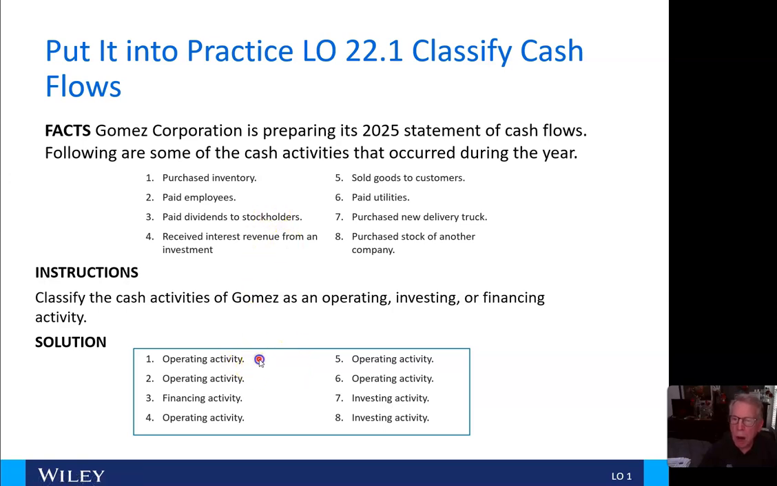Purchasing inventory, operating activity. Paying employees, operating activity. Paying dividends to stockholders, financing activity. Receiving interest from an investment, that's going to be operating activity. Selling goods to customers, operating activities. Paying our utilities, operating activities. Purchasing a new delivery truck will be an investing activity, a long-term asset. And number 8, investing activity for purchasing stock of another company.